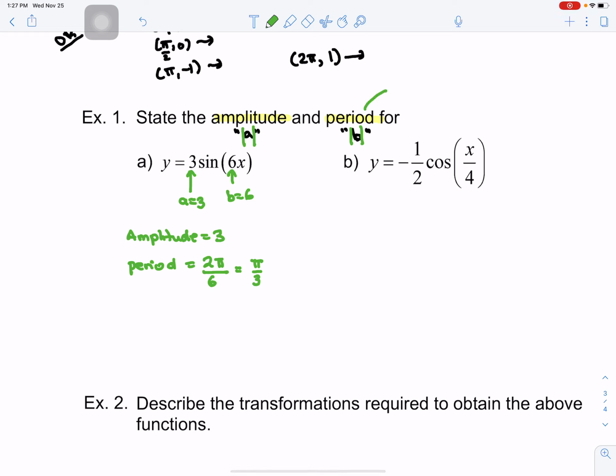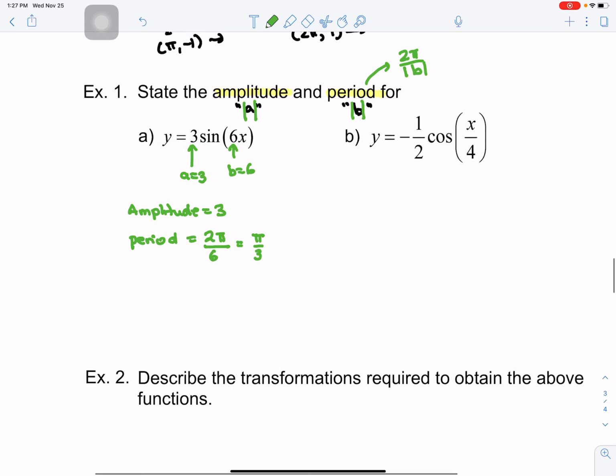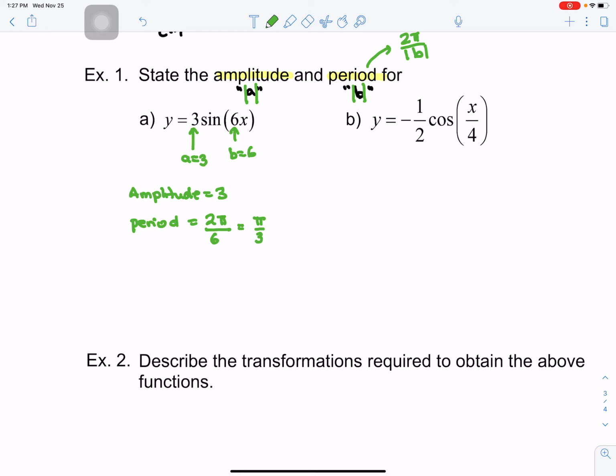So when you're thinking of period, it relates to B. My period formula is always 2 pi over B in absolute value. So my pattern of middle, high, middle, low, middle is happening in a length of pi over 3 units. And then you would draw that in if you needed to.